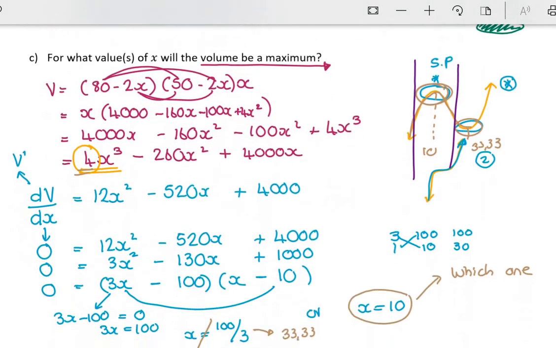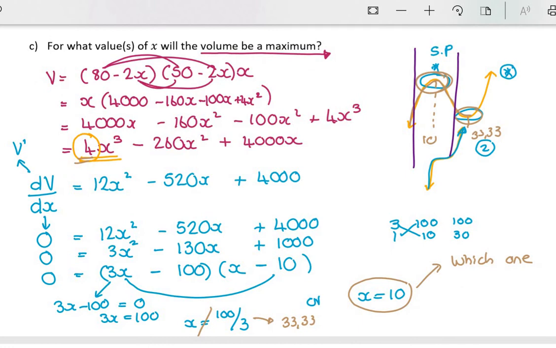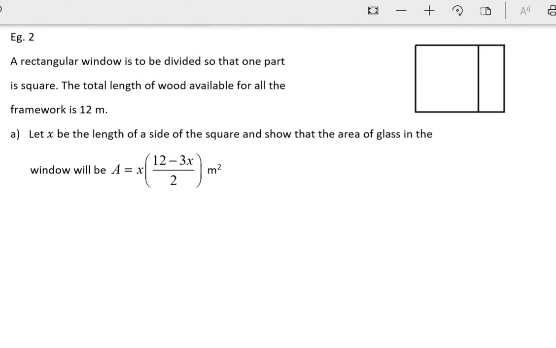Cool, so hopefully from this exercise we've learned that these questions are about modeling the situation using an equation, then finding the stationary points, and then choosing which stationary point is the applicable answer. Right, let's look at another one.